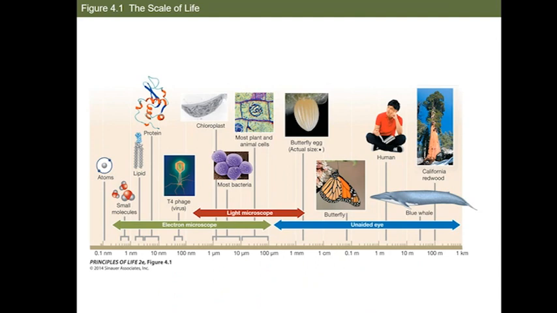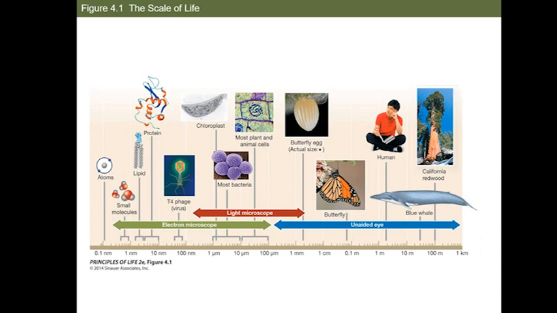So here we have a scale of life pretty much. So these are things we can't see, things we can see, and things that we can see just with our normal eyes. So atoms are 0.1 nanometers, small molecules are a little less than 1 nanometer. Lipids are a bit bigger than 1 nanometer. Proteins can be up to 10 nanometers. The T4 phage virus is about 100 nanometers, which is still way tinier than a cell.